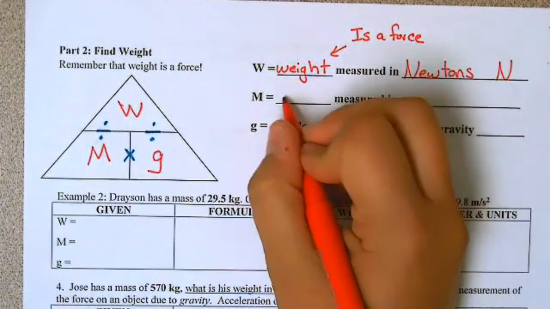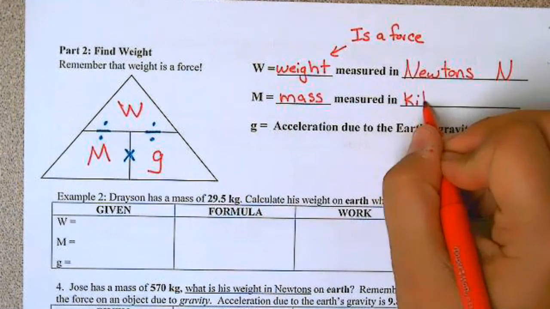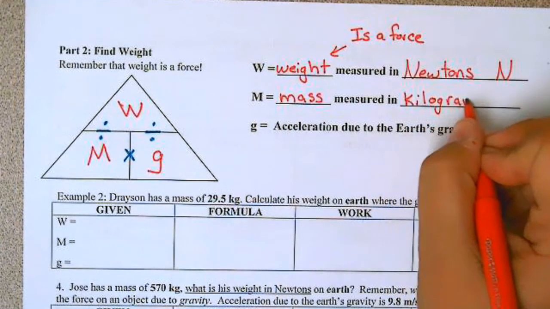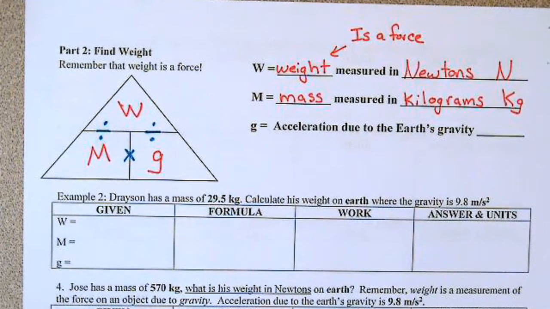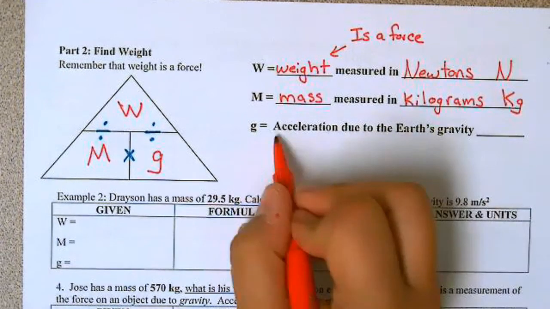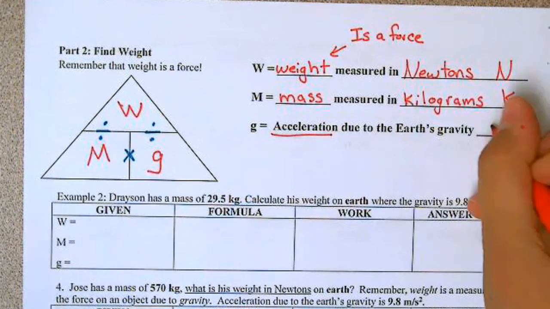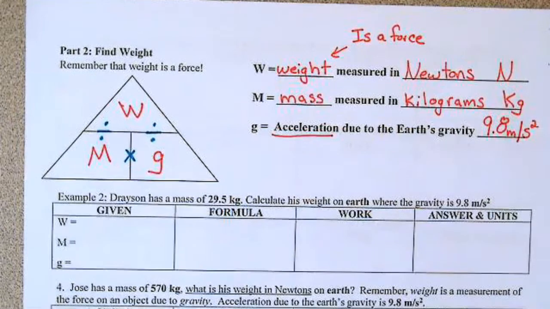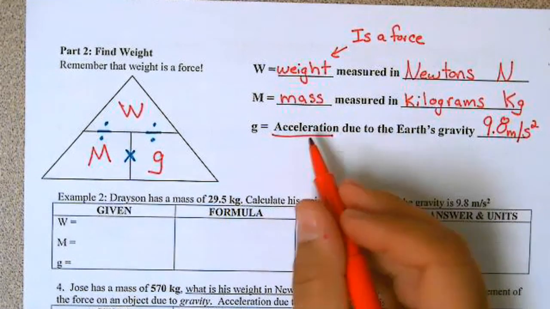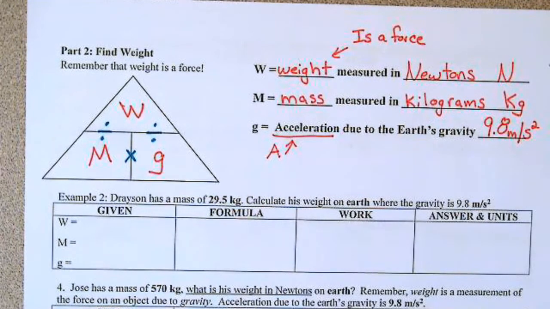Okay, the m is the mass, measured in kilograms, just like last time, represented by kg. And g is the acceleration due to Earth's gravity. So hopefully you remember what this is. It's 9.8 meters per second squared. Okay, so this is just like the a acceleration from our last set of practice problems.